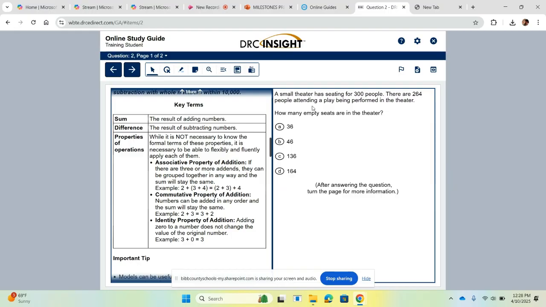A small theater has seating for 300 people. There are 264 people attending a play being performed in the theater. How many empty seats are in the theater? Well, this is a real life problem. So this is what they consider a real life problem. So now the student has to figure out, what do I need to do? A small theater has seating for 300 people. There are 264 people attending a play performed in the theater. How many seats are remaining?